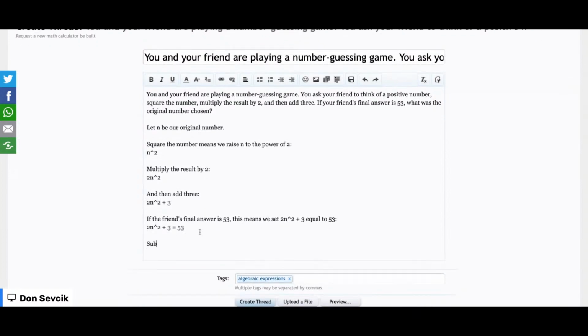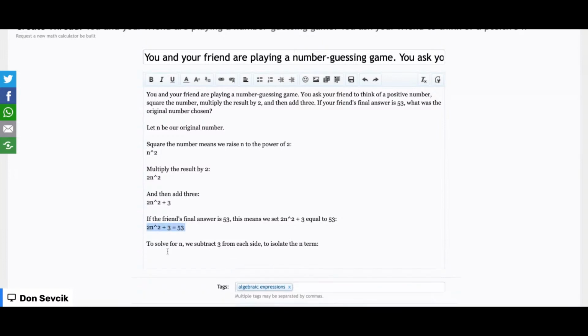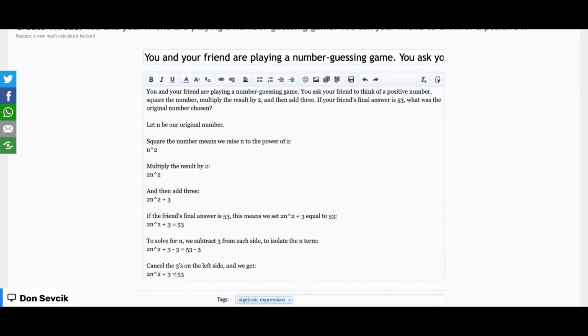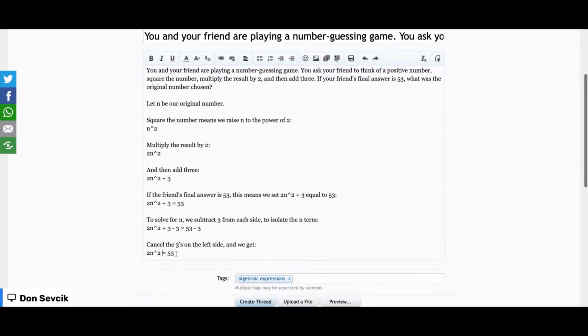Okay. Now we want to solve for n. To solve for n, we subtract 3 from each side. Why? To isolate the n term. So we're going to systematically eliminate terms until we just get to n. And then we cancel the 3's on the left side. And we get 2n squared equals 50.